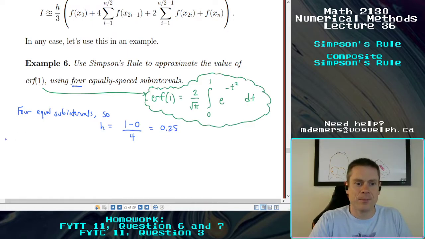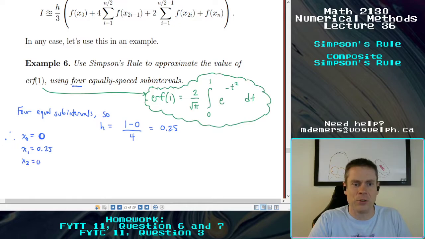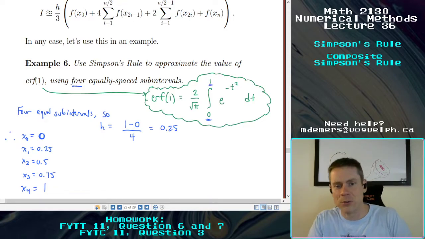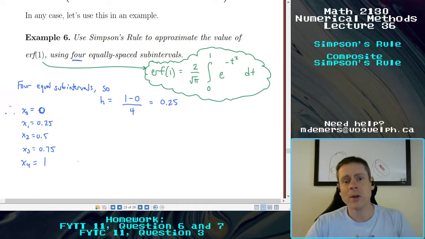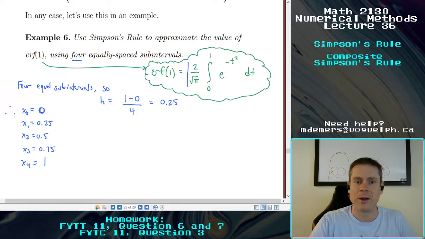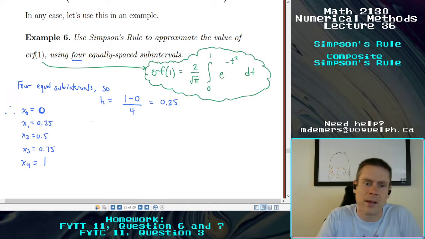That means that our 5 nodes are x0 equals 0, x1 equals 0.25, x2 equals 0.5, x3 equals 0.75, and x4 equals 1, going across that domain of integration from 0 to 1 by steps of h equals 0.25. The error function also has this 2 over root pi out front, so let's not forget it. The last lesson had an example in trapezoid rule where we also had to multiply a result by 2 over root pi, so that's fine.